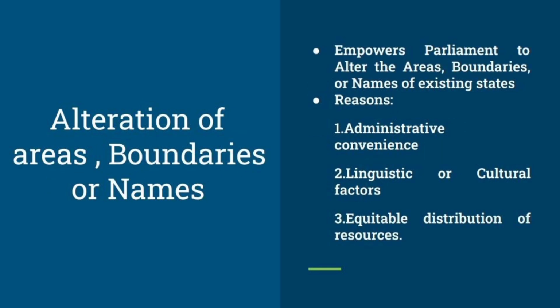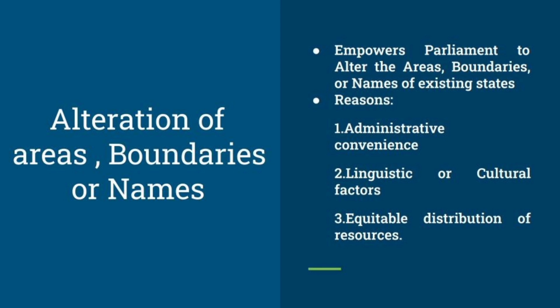Then comes the third provision of Article 2, that is alteration of areas, boundaries or names. Article 2 also grants the Parliament the authority to alter the areas, boundaries or names of existing states. This provision allows for the reorganization of states to address issues such as administrative convenience, linguistic and cultural factors, and equitable distribution of resources, etc. So, through Article 2, Parliament can alter the area of any state, alter the boundaries of any state, or even change the names of any state.